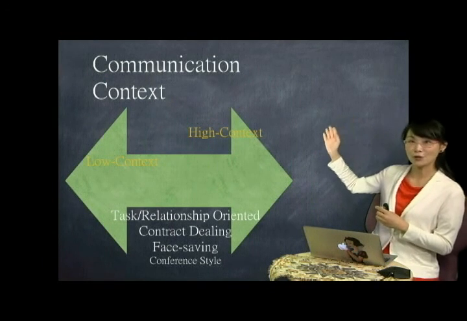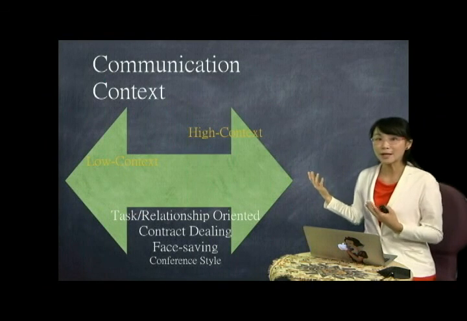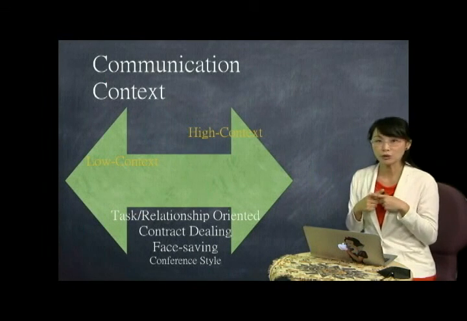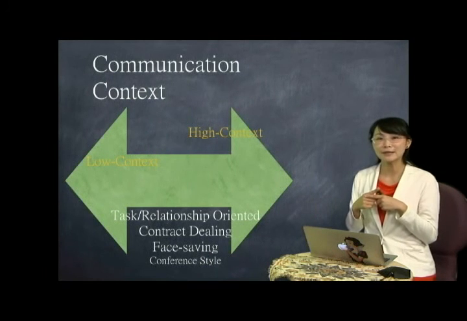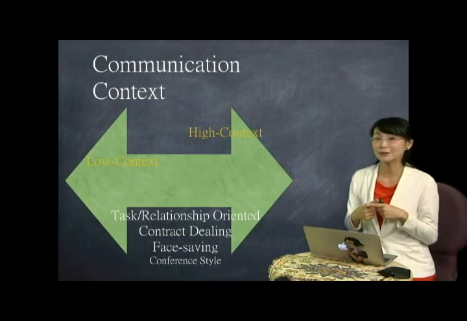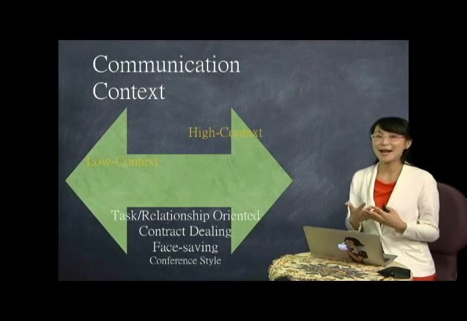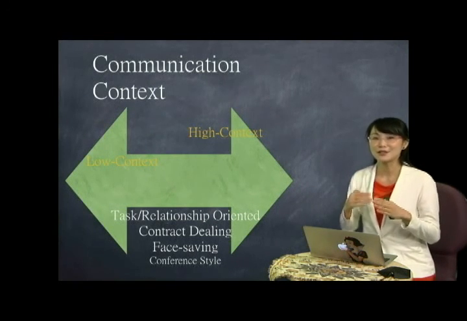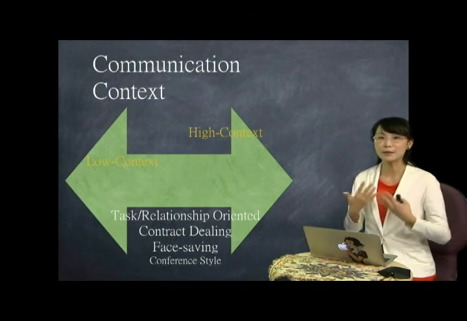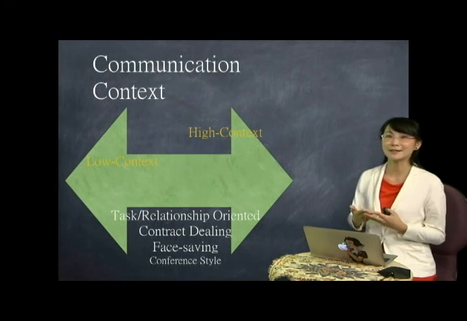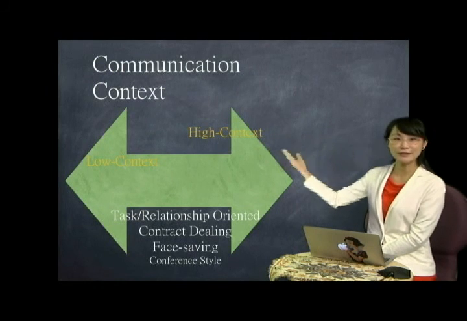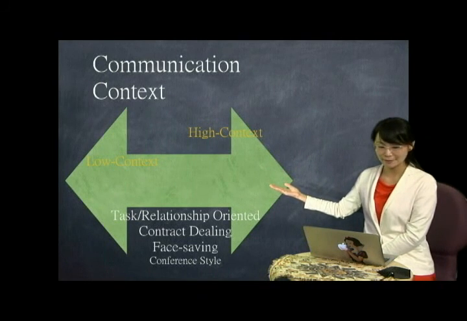But in high context culture, people will be more indirect. They may not say no to you. They may say, alright, I will think about this. They may not say no directly to you, but actually they mean they don't want to take this job or this offer. So they'll try to be indirect and they don't want to hurt your feelings. Okay, so these are two different kinds of communication contexts.